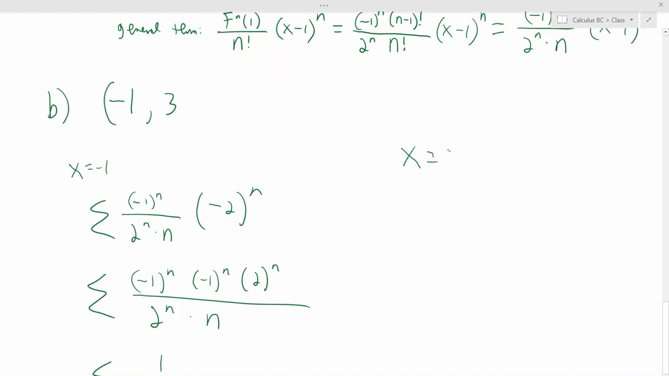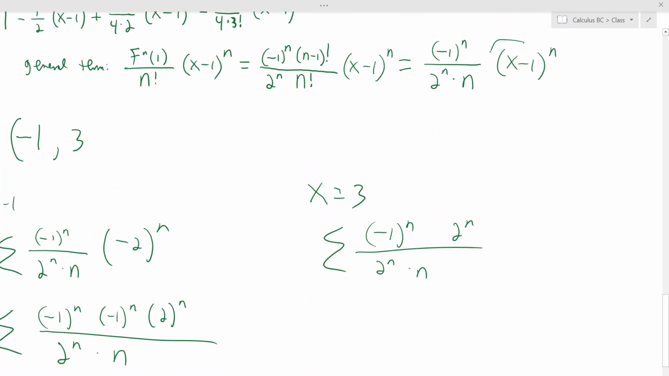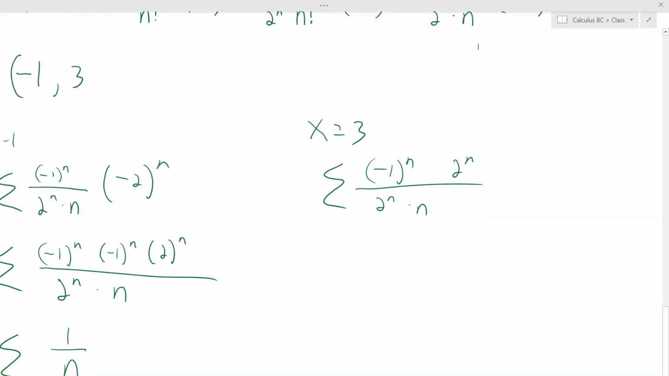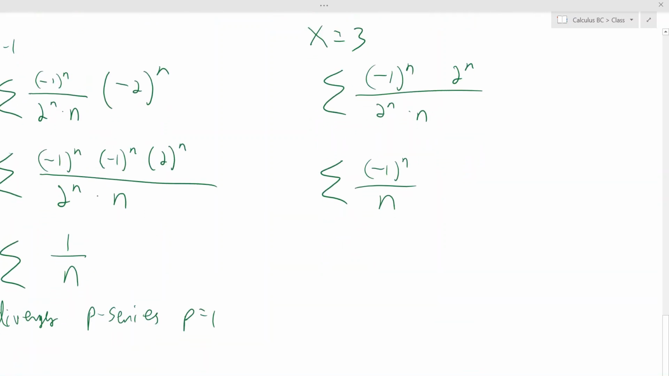And if x equals the other endpoint, 3, then my series becomes (-1)^n over 2^n times n times 2^n, because we're plugging a 3 in here for this thing. So it becomes 2^n. Here you see the same thing happens. The 2^n's cancel, and we get the same exact series that we saw in the question before this. They want to know, does that converge? So this doesn't matter about absolute or conditional. It's just, does this converge at all?